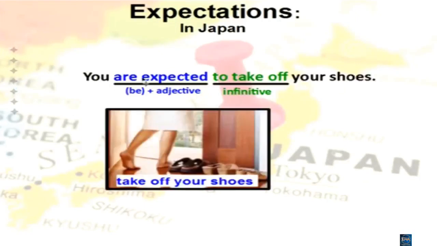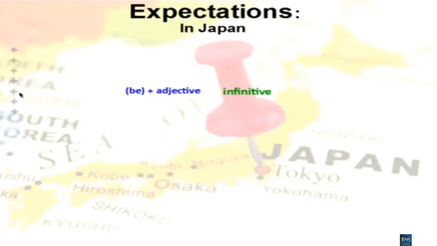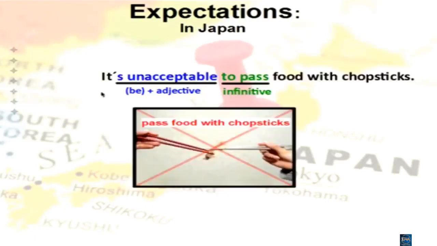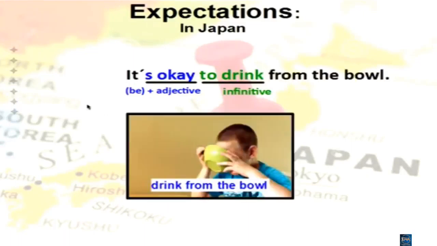Another example. You're expected to take off your shoes. Again, there's my verb to be, the adjective, and the infinitive, to take off your shoes. Good. Here's another one. It's common to eat on the floor, right? The verb to be, the adjective, and the infinitive. Very good. Here's another one. It's unacceptable to pass food with chopsticks. The same grammar, right? And here's our last example. It's okay to drink from the bowl. Again, using the verb to be, the adjective okay, and the infinitive to drink. Okay, very good.